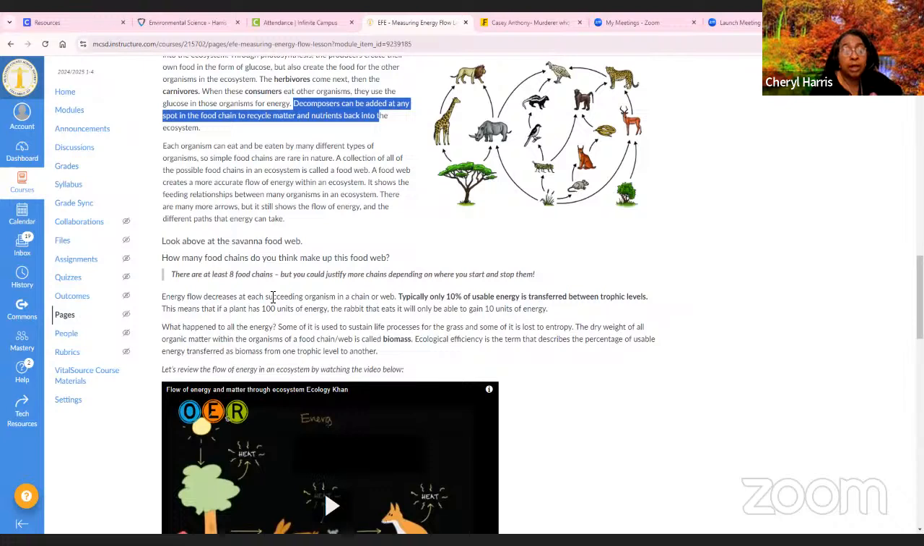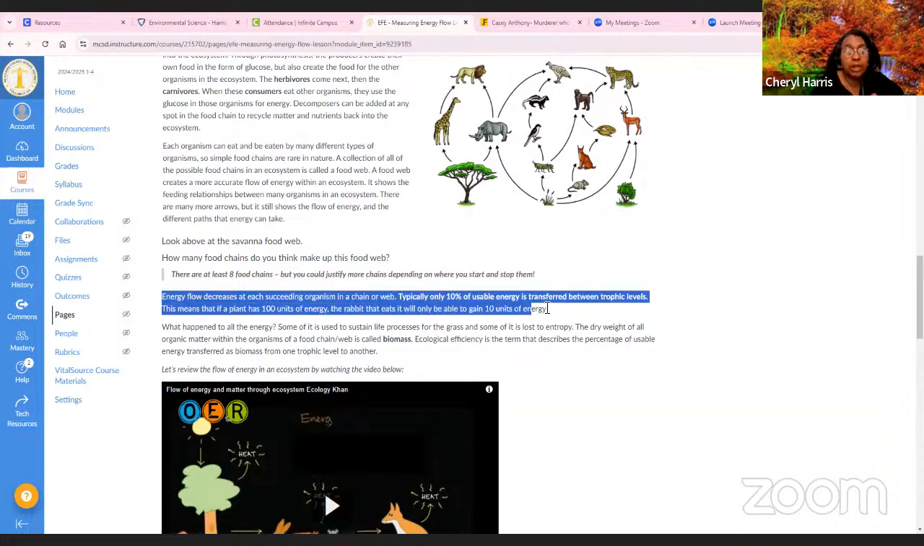All right, moving right along. We're going to look at energy flow. This is important. Write this one down if you're taking notes somewhere.